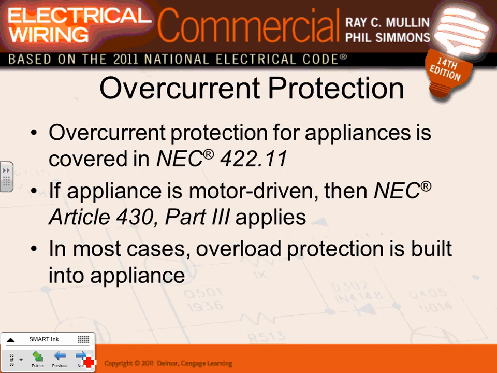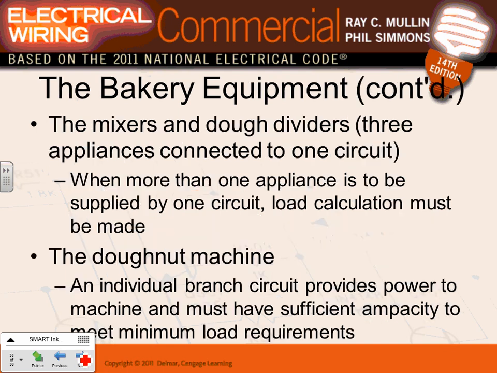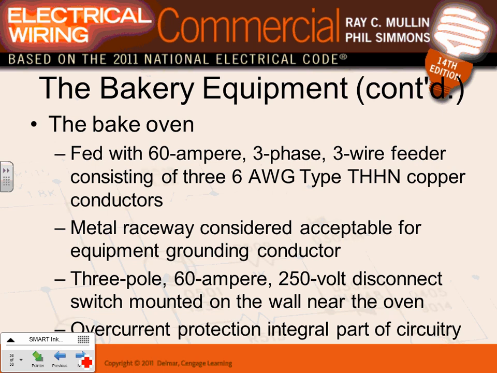Okay, so that's grounding. Overcurrent protection device for appliances, talked about that one. Baker can have types of equipment the manufacturer furnishes. This is a couple of things about the equipment that we have in that particular book, and they have to supply almost everything about that particular equipment. We have a mixer in the bakery. We have a mixer and a dual divider. There are three appliances, and they're doing the calculation for them exactly like any other motor.